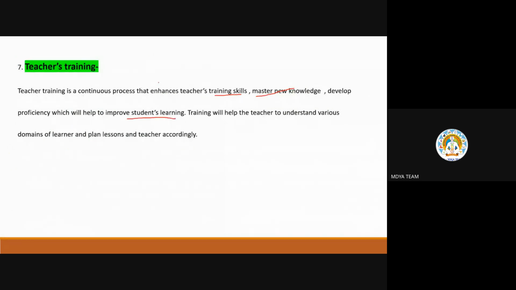Now, after the skill training, the teacher will learn what students actually need, okay? The teacher will be able to address the individual differences. Training will help the teachers to understand various domains of the learner, plan lessons, and teach accordingly. Any questions? These are the factors that are affecting the teaching. Any questions from this?